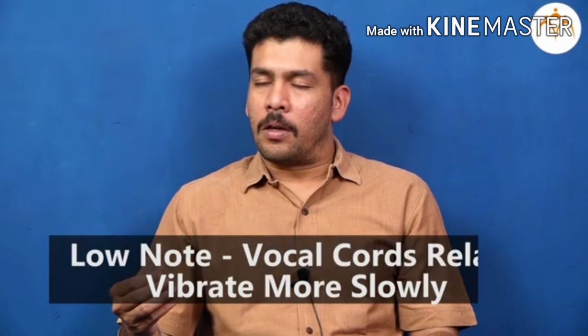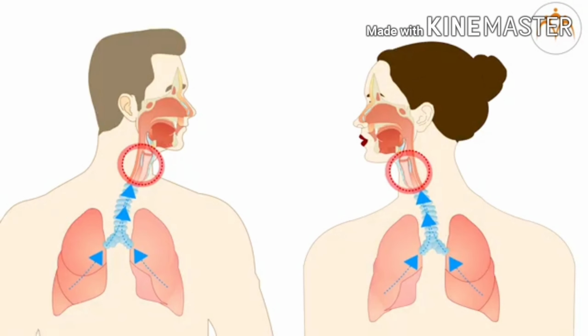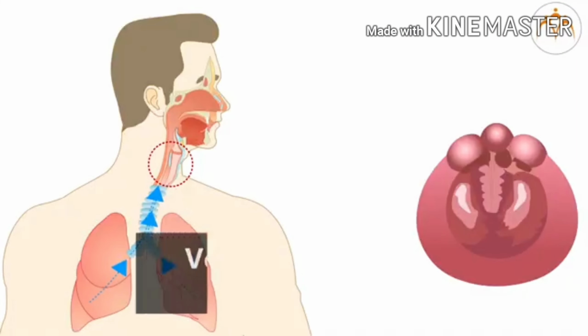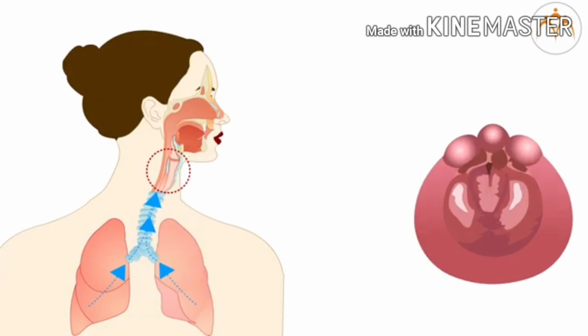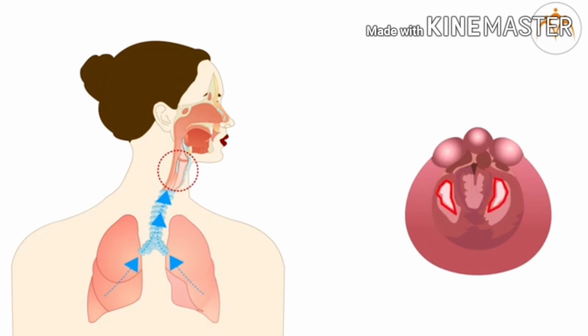It is around 85 to 155 Hz. While in the case of females, the voice is sweeter because their pitch is high and their frequency is high. Their frequency is around 165 to 255 Hz, and they produce sweeter voices due to the presence of smaller vocal cords. The lower pitch of the male is due to the larger vocal cords. Their length is around 17 to 25 mm, while in the case of females it is around 12.5 to 17.5 mm in length. So their voices vary from one another.